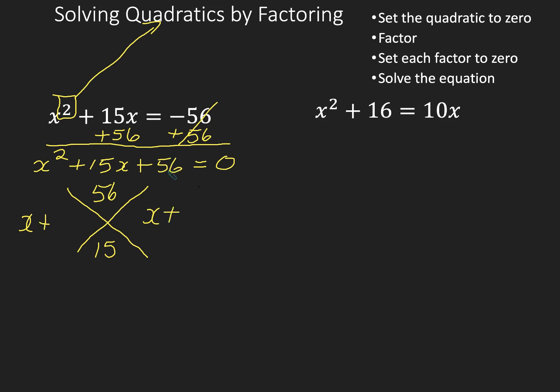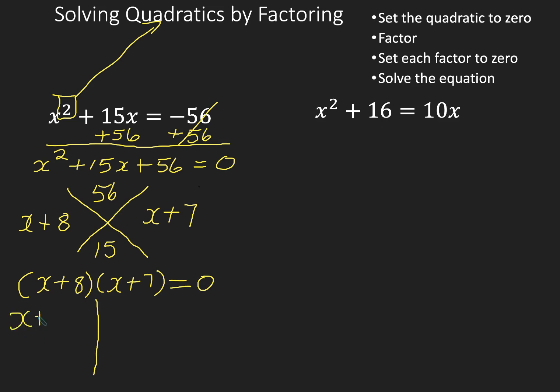Now I'm looking for two numbers that when I multiply them, I get 56, and when I add them, I get 15. The only two numbers that will give me that would be 8 times 7. So when I multiply 8 times 7, I get 56, and when I add 8 and 7, I get 15. So my factors are x plus 8 and x plus 7, and please remember those are going to equal 0.